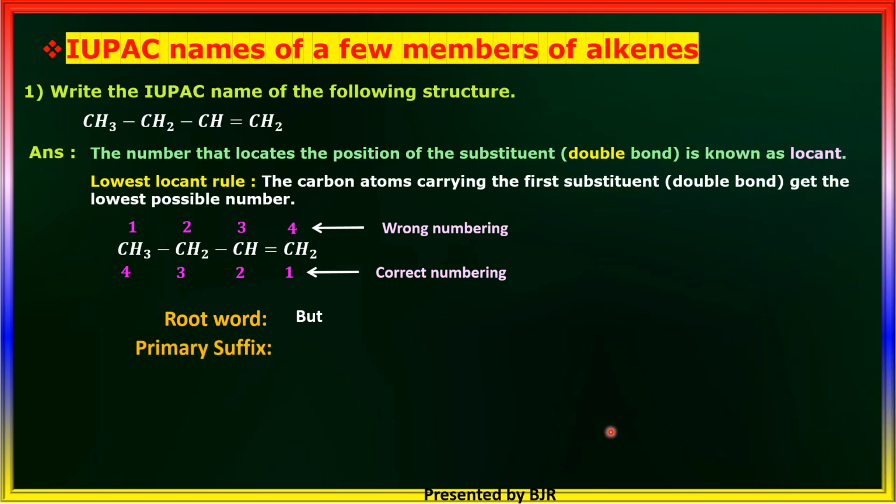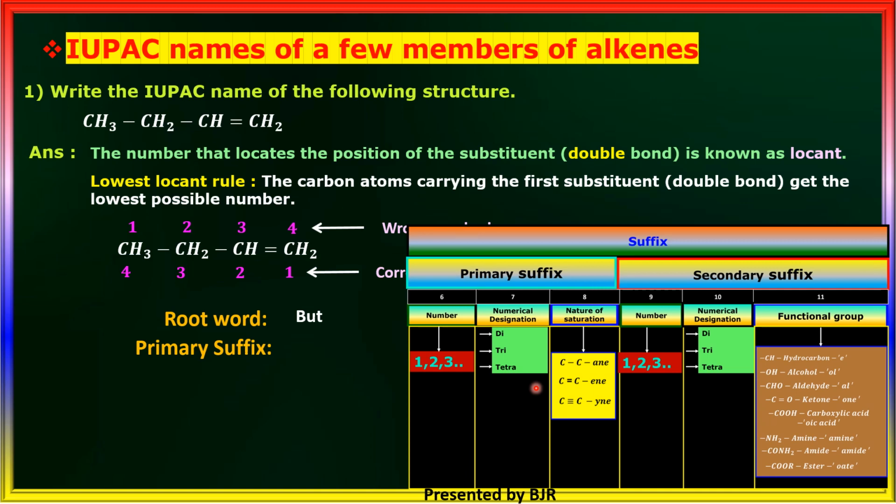Next, primary suffix. The primary suffix indicates the nature of saturation. If double bonds are there, it is en. If single bonds are there, it is an. If triple bonds are there, it is yn. So in this, a double bond is there. For that reason, the primary suffix is en.